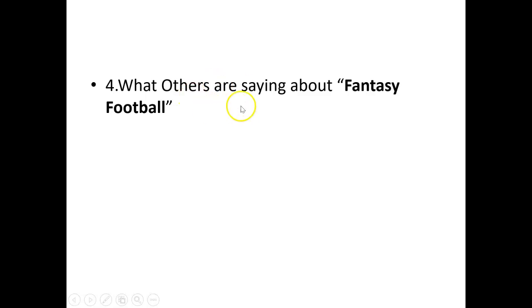We're also looking at what others are saying about fantasy football. That is the present and existing users of fantasy football, what they are saying about it, which means you do not necessarily have to listen to all I have to say about fantasy football, but you get to see what other users of fantasy football are saying about it.